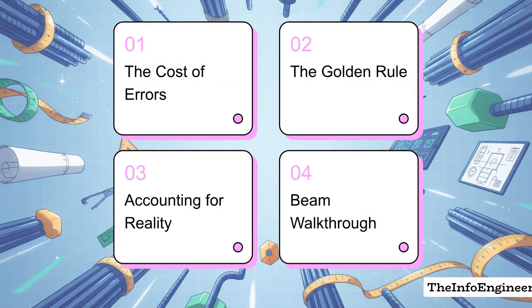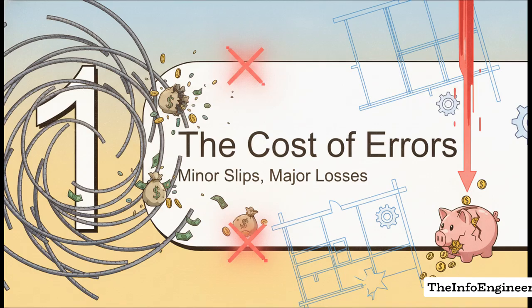To really master this, we're going to cover 4 key areas today: the cost of errors, the golden rule, accounting for reality, and then a full beam calculation walkthrough. All right, let's jump right into Section 1, the cost of errors.